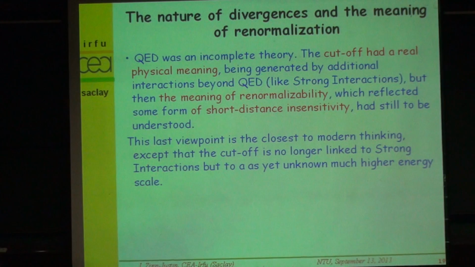And the other point of view was that the cutoff was physical, and it was provided by some other theory of interactions, like strong interactions, for instance. However, then you are facing another problem: why was there this mechanism of cancellation of infinities? What did it mean? It meant that physics was, in some sense, short distance insensitive, but you did not really understand why. Okay. Nevertheless, this is the point of view which is the closest to the modern thinking, except that we don't believe anymore that the cutoff is provided by strong interactions in the standard model; it will not be given by any other quantum field theory you can imagine, so it may come from string theory or something else. It cannot be of the form of a quantum field theory.